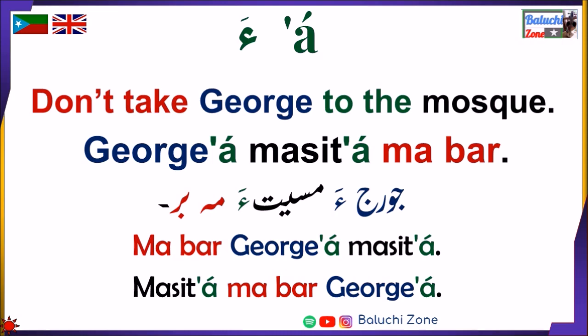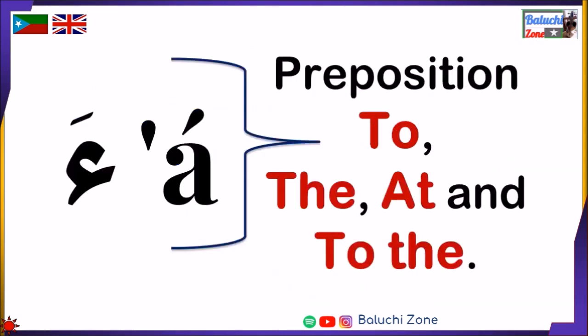So to wrap up, this unique Balochi Á is a preposition to. It is also a the, at, and to the.